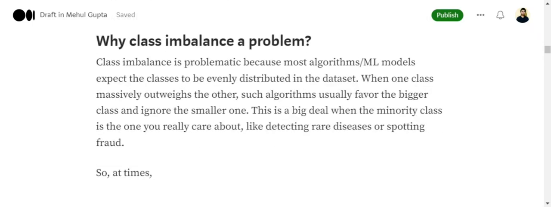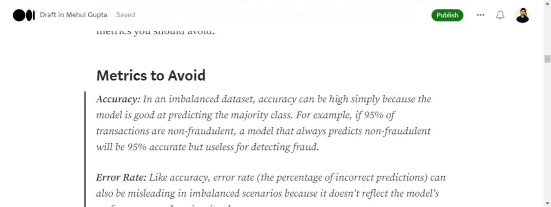So that is why class imbalance is a problem. This becomes a bigger deal when the minority class, mostly the positive class, is something that you really care about. So for example, if you are handling a data set around detecting rare diseases or say cancer, out of millions of samples you would be getting just 2 or 3 positive samples. If you're not able to detect that, building your machine learning model would go in vain. So this is why class imbalance is a big problem.